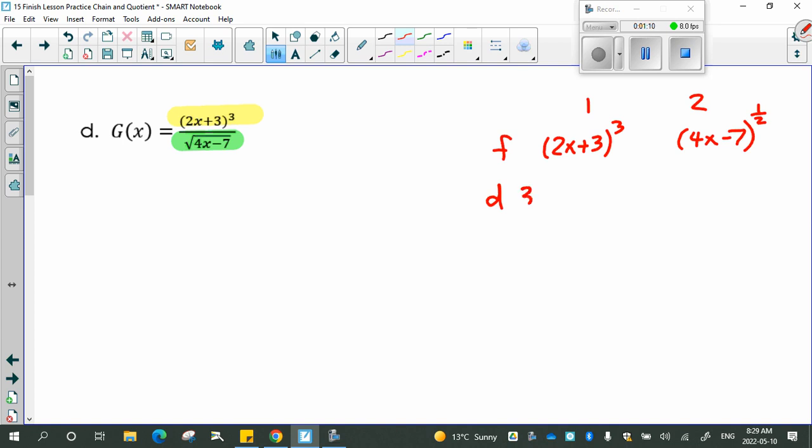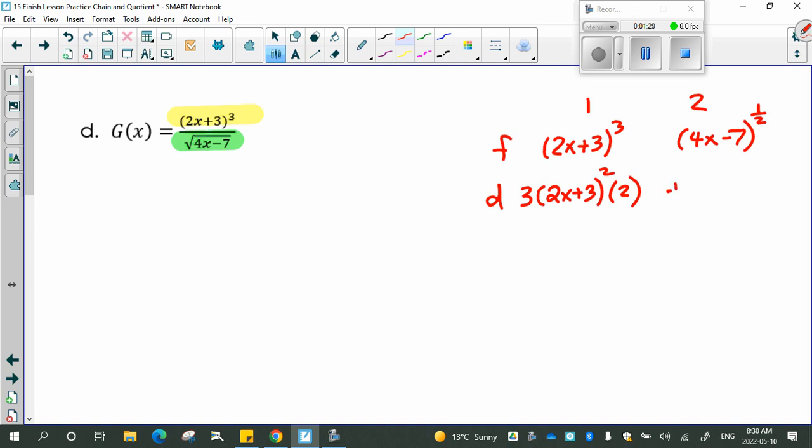So if we derive this one, it's going to be 3 times 2x plus 3 squared, and then times 2. How did I get that times 2 again? Yeah, derivative of what's inside. Okay? That's a chain rule.